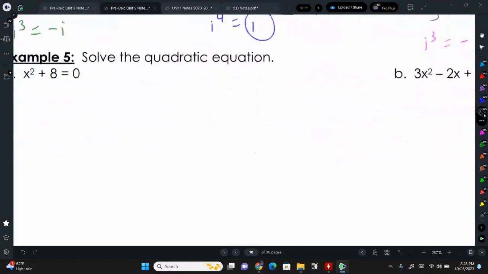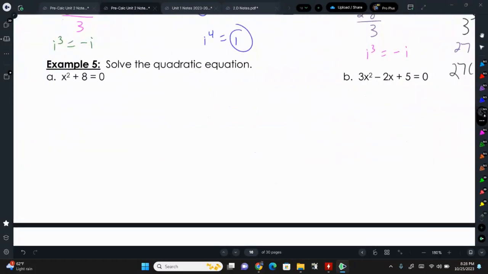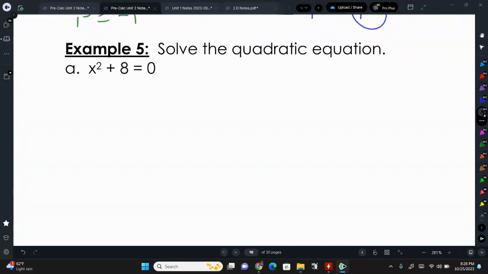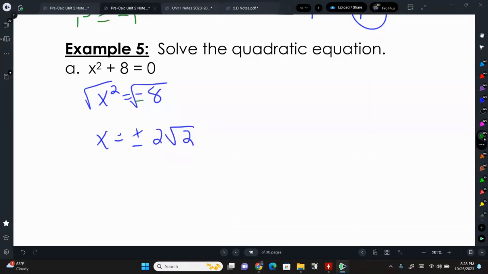All right, last example here. We're going to solve quadratic equations. And now that we have reintroduced i into our vocabulary, the imaginary number, we can solve if we have negative square roots. So let's get at it. We get x squared equals negative 8. When we square root both sides, we get x equals plus or minus the square root of 8, which will simplify to 2 times the square root of 2. But because it's negative 8, it's going to have an i at the end.